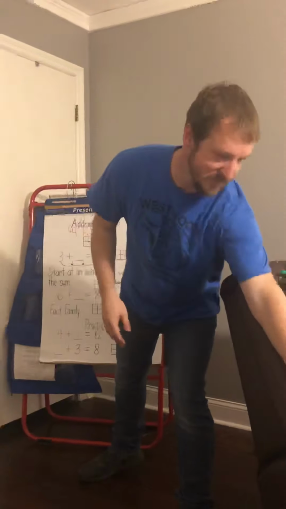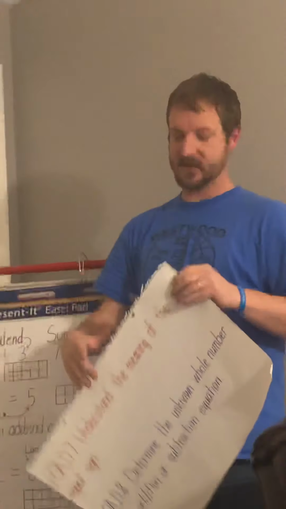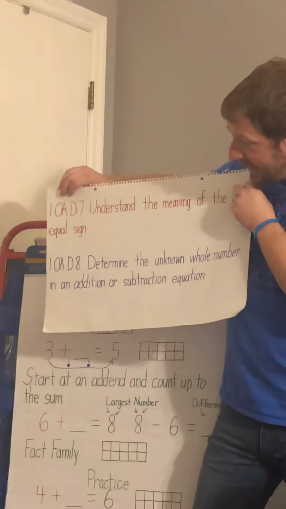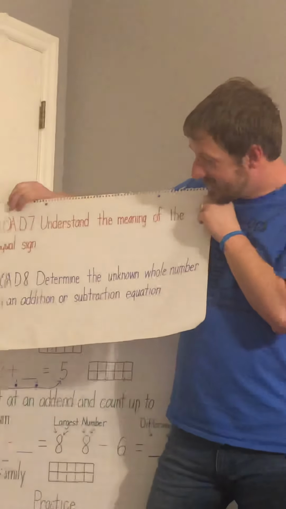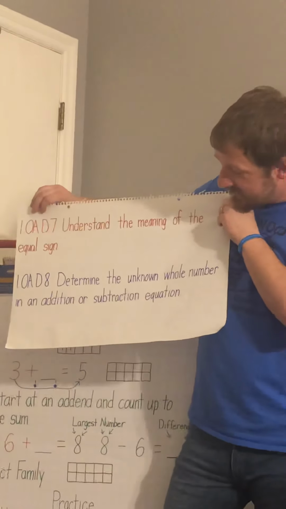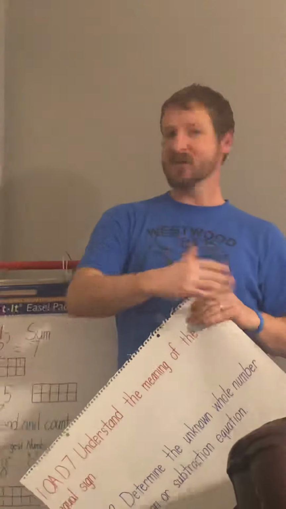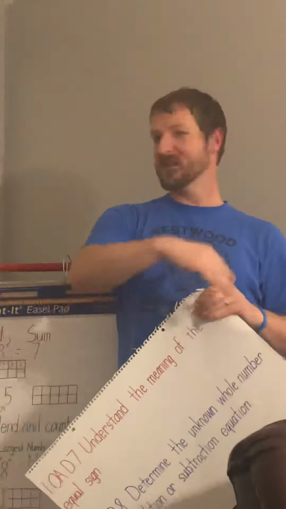Let's go over the standards we're going to be focusing on. The first standard, written in red, is 1.OA.D.7. Understand the meaning of the equal sign. And the equal sign is going to be very important as we talk about the missing addends and as we go further on in other lessons. And the next standard is 1.OA.D.8. Determine the unknown number in an addition or subtraction equation. Now normally we would say addition or subtraction sentence, but now we're going to start using the word equation. So it's addition and subtraction sentence and addition and subtraction equation. Basically the same thing.